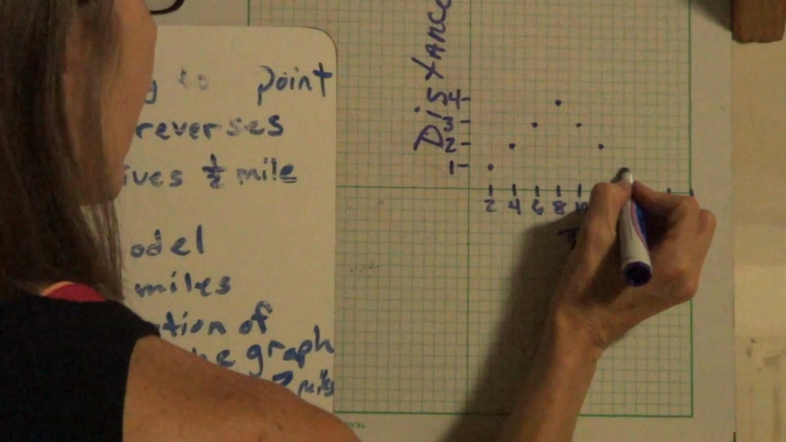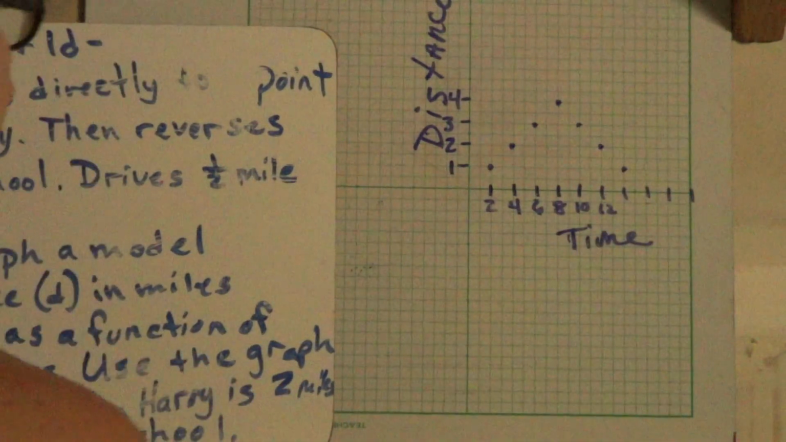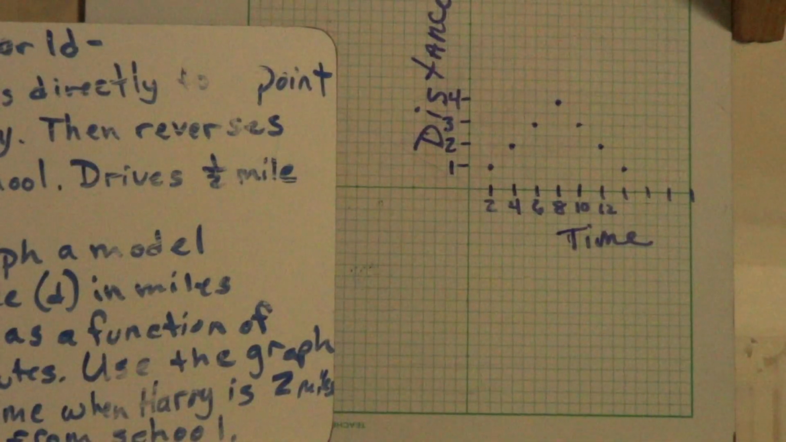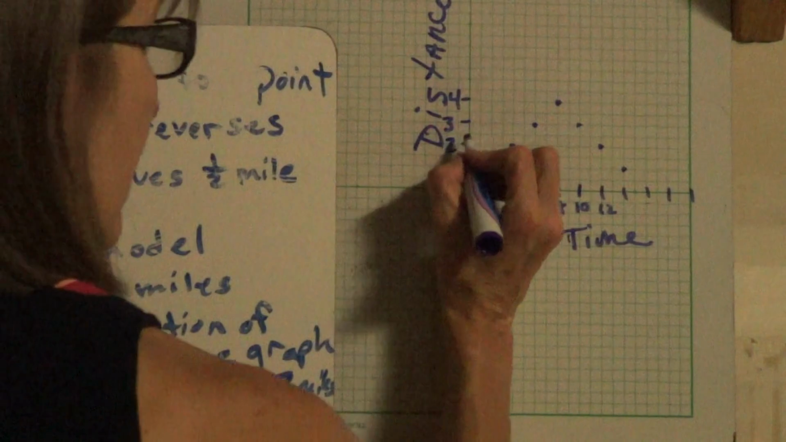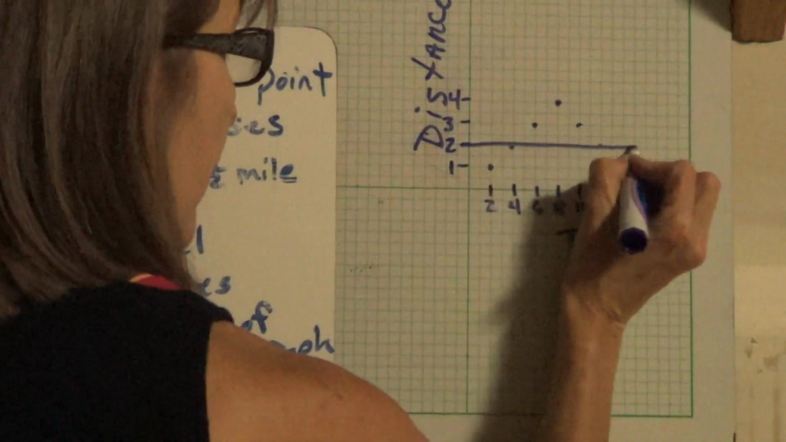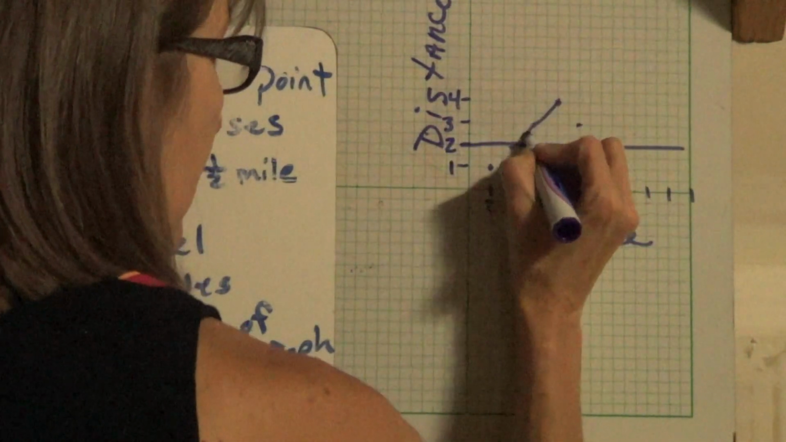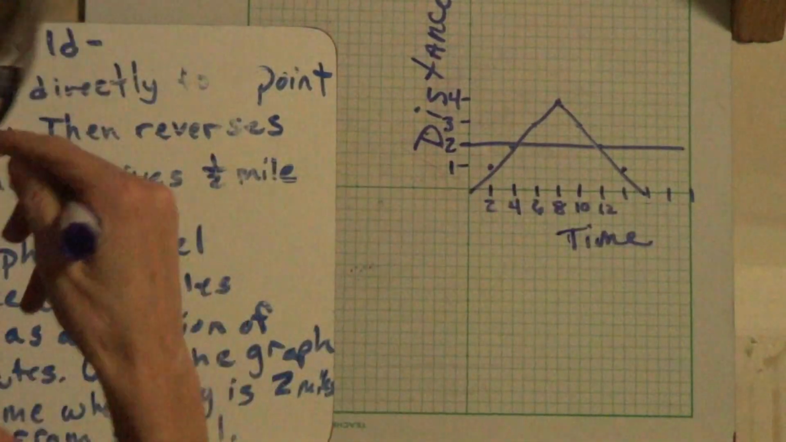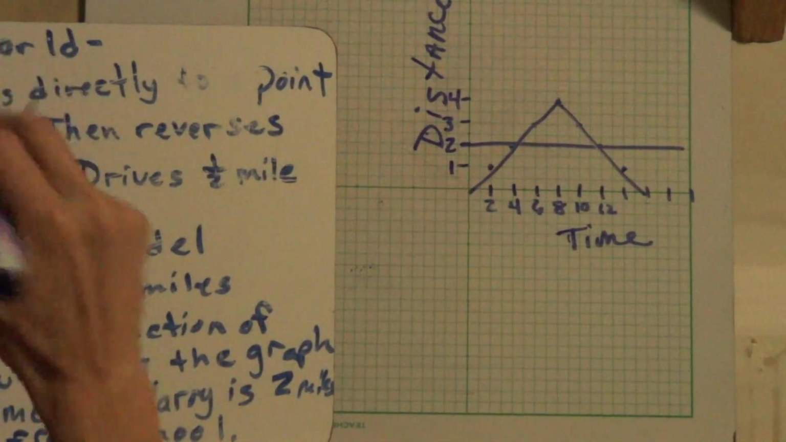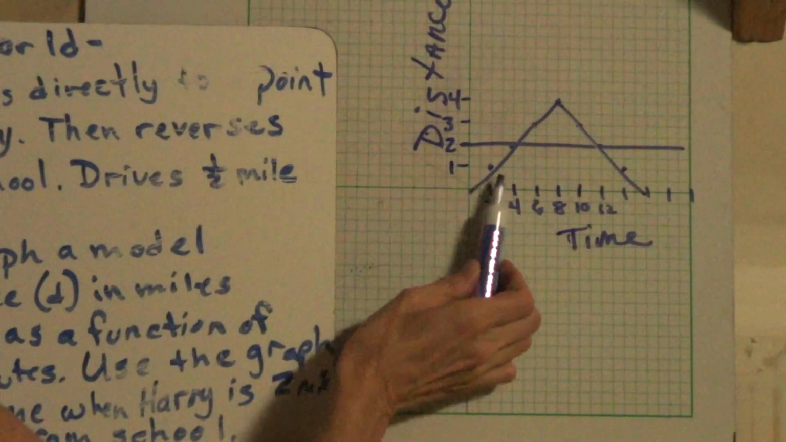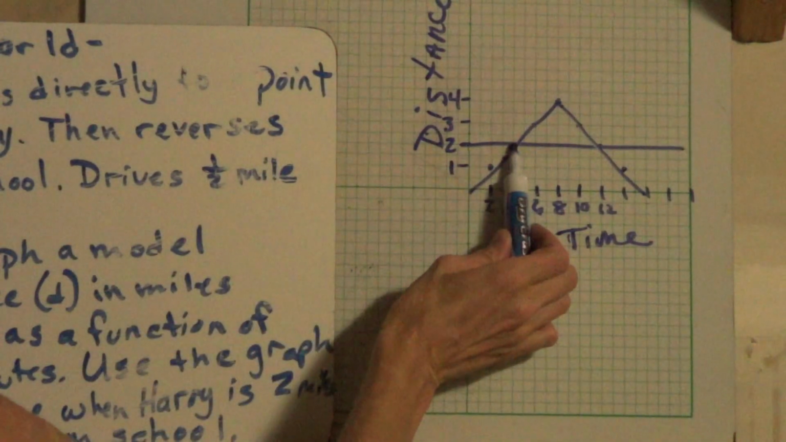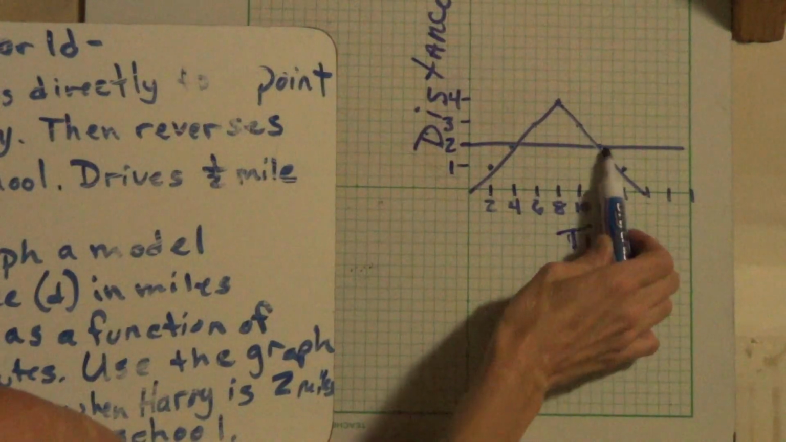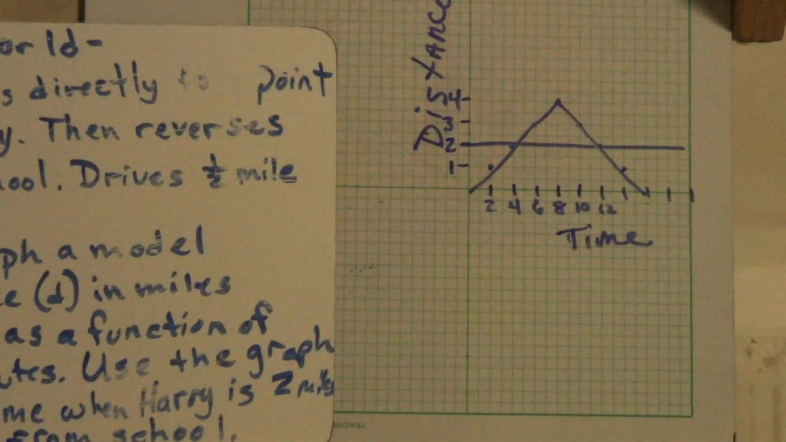And I honestly just graph it and play with it as I go, as you can see. Now it says, use the graph to find the time when he's 2 miles from the school. There's the 2. And there's your pathway that he takes. So at 4 minutes, he's 2 miles from the school, or at 12 minutes, he's 2 miles from the school.